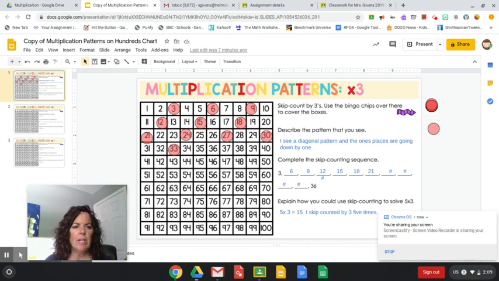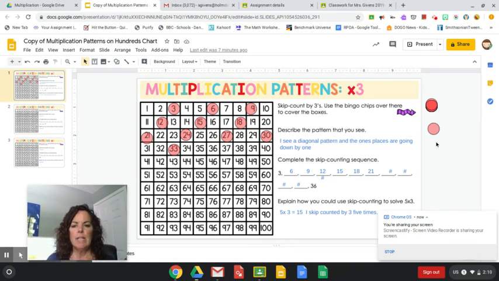Friends, we're now going to continue multiplying. Today we're using a 100 chart, and what we're going to be doing with that 100 chart is skip counting. So skip counting is a big part of multiplication. It helps us learn our what they call times tables. So today we're going to be skip counting by threes.